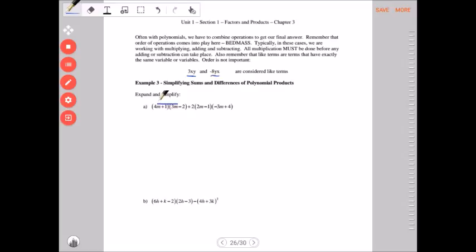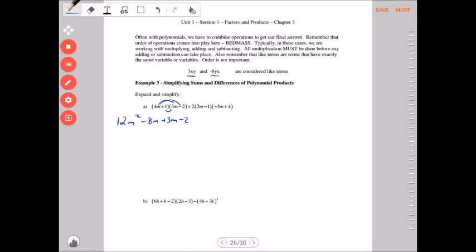Multiplying binomials is just FOIL, or distributive law. So 4m times 3m is 12m squared. 4m times minus 2 is minus 8m. 1 times 3m is just plus 3m. And 1 times minus 2 is minus 2. So that is the first chunk.